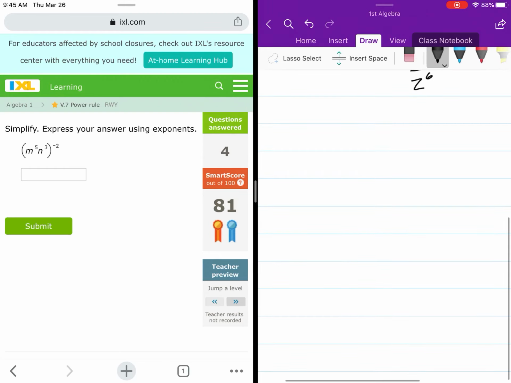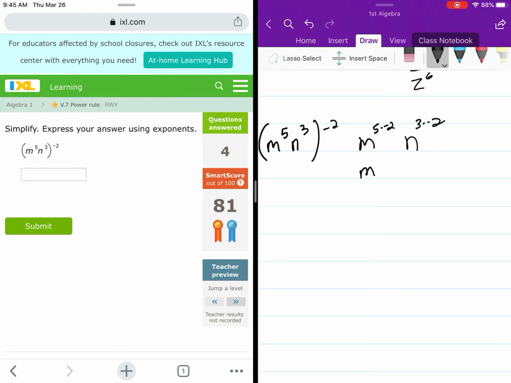So M 5 and N 3 exponent negative 2. That means we have M 5 times negative 2 and N 3 times negative 2. So we have M negative 10, because 5 times negative 2 is negative 10. And N 3 times negative 2 is negative 6. Because both of these are negative, we're going to be doing the fraction. You only have to write the number 1. So 1 over M 10 N 6 to make them positive.